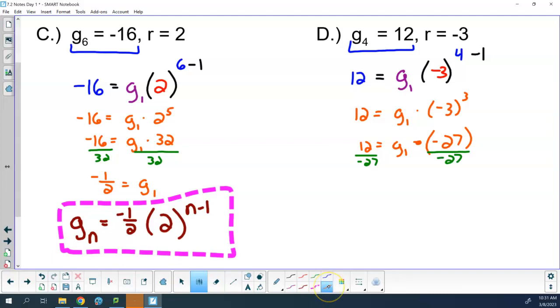And I get, what do we got? We can divide by 3. So that's negative 4/9. So g sub n is negative 4/9 times negative 3 to the n minus 1 power.